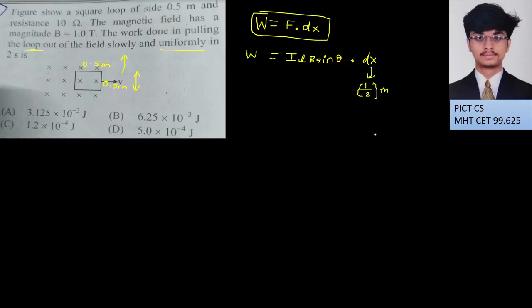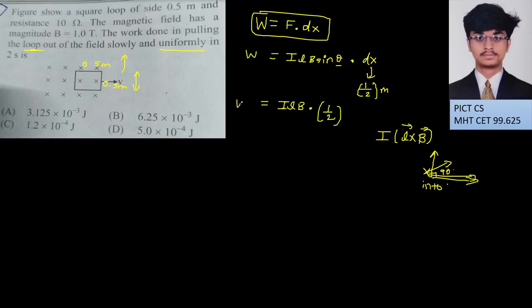What is theta? Basically it is the angle in I into L cross B, the angle between the length vector and the field vector. So clearly the field is a cross, which means inward. The field is inwards, and we have the length here, it's into the plane, so basically the angle is 90 degrees, right? Length is here and we have the field inside. So the angle theta is 90 degrees, sine 90 is 1, so we have ILB into dx, which is half. That's the work done.